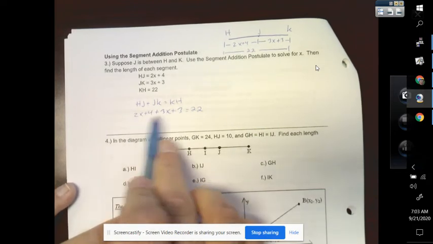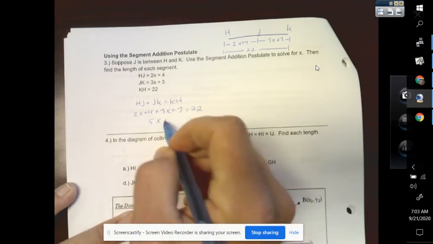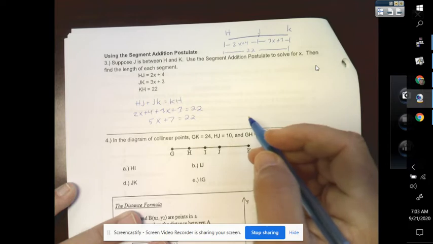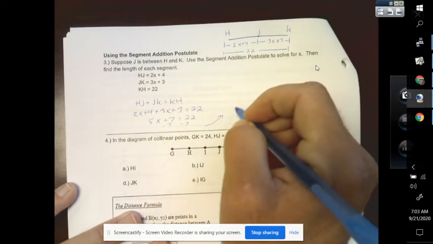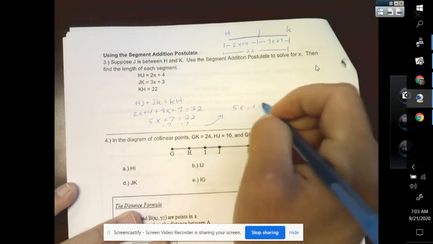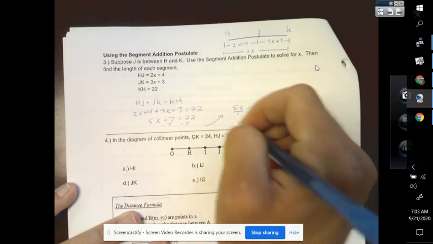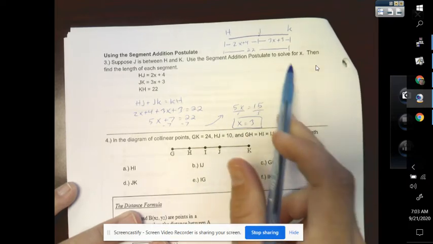Combine like terms. 2x plus 3x is 5x. 4 plus 3 is 7. Okay, subtract 7 from both sides. 5x equals 15. Divide by 5. X equals 3. So we solve for x.